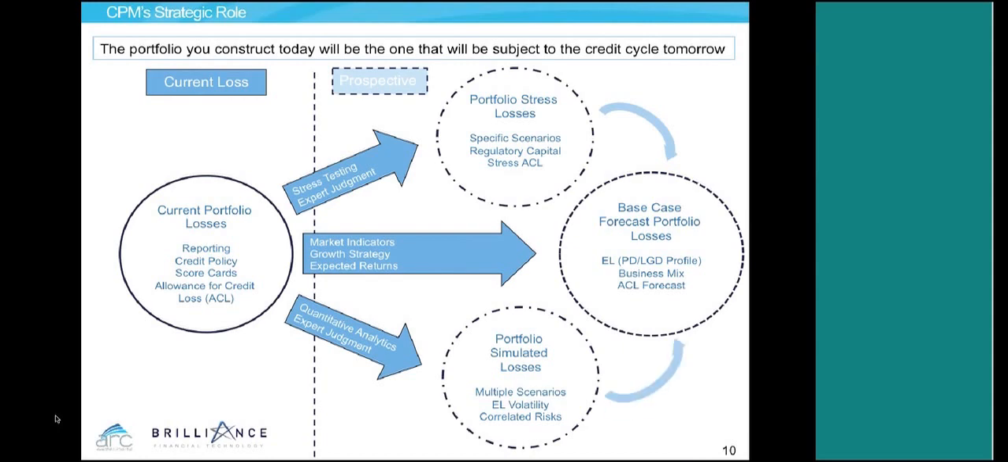So Clifton, the quote that you have up at the top, I love it because you said the same thing to me when I first met you at the IACPM last year in Washington, D.C. The portfolio you construct today is the one that is subject to the credit cycle tomorrow. So how can you use this window to really influence the outcome?